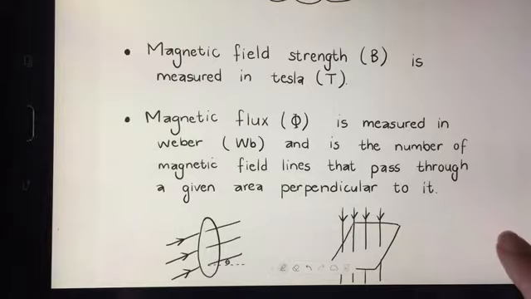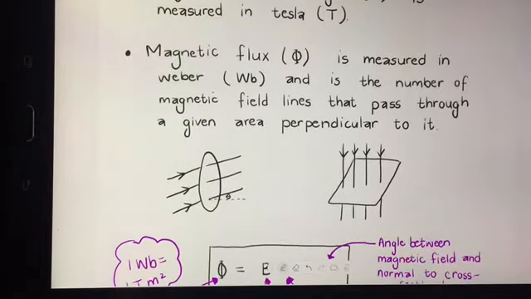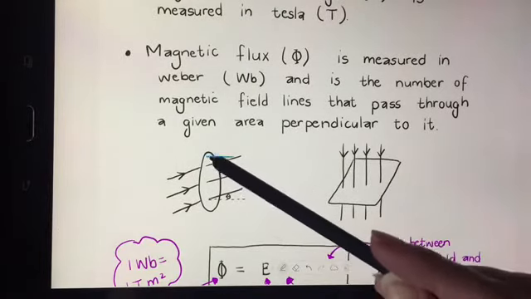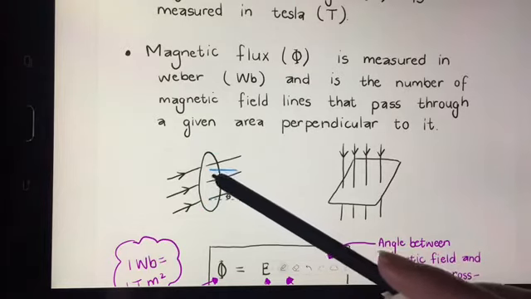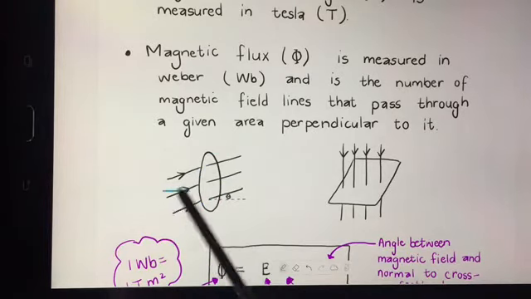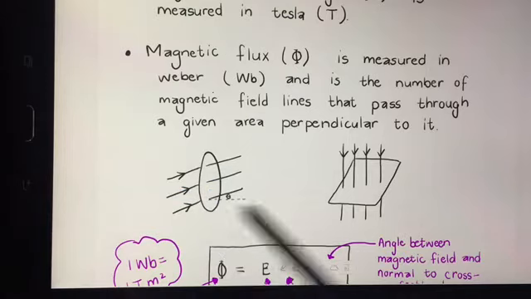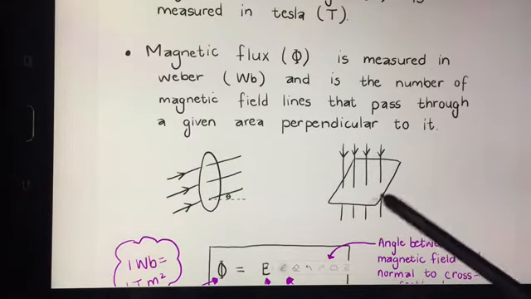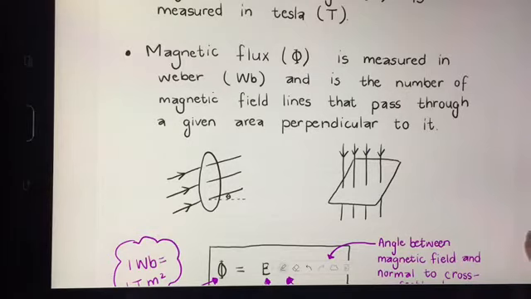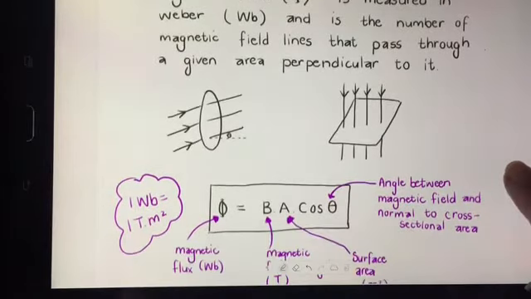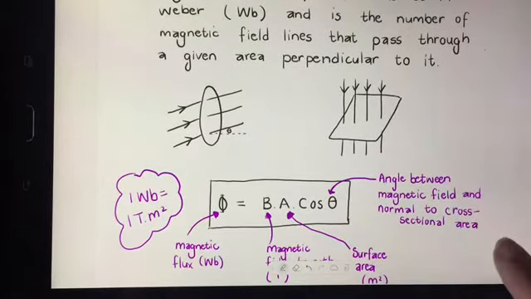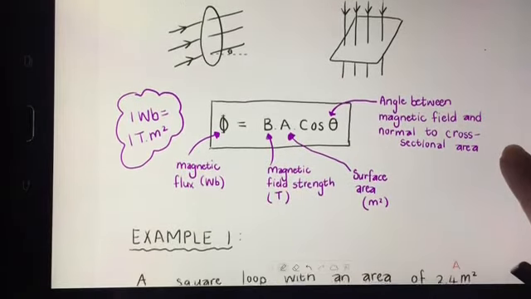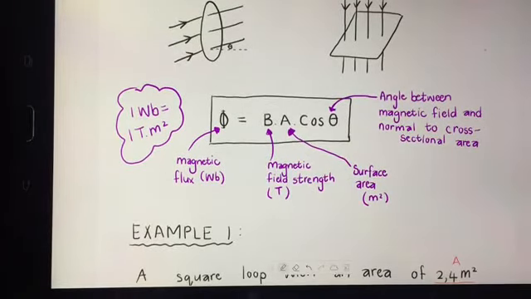So magnetic flux is all about the strength of the magnetic field and the area through which the magnetic field lines pass. So here I've got two examples for you. Here the area is circular, for example, and there's the magnetic field lines passing through that area. Here it's a square, and I've got magnetic field lines passing through that area. So how do I calculate magnetic flux? And this is what you can look at over here.